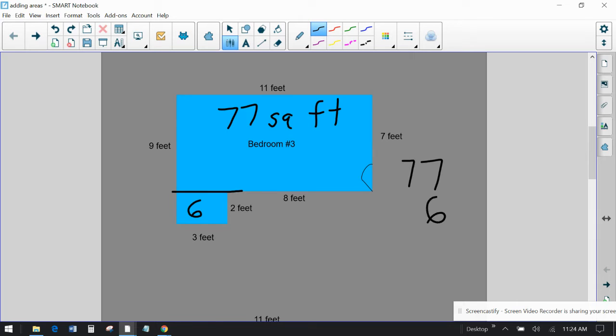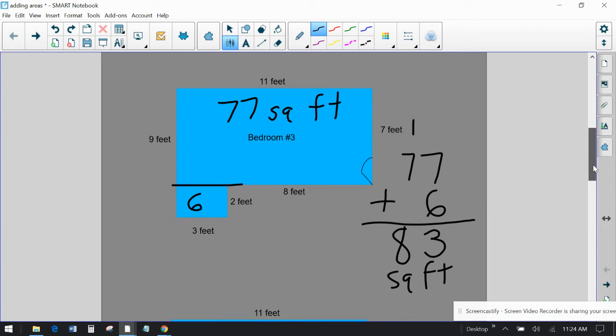77 plus 6 is going to give us the area of the bedroom. So 6 plus 6 would be 12. So 6 plus 7 is one more. Double plus 1, that's 13. Kick the 1 up. 7 plus 1 is 8. So our answer is 83 square feet.